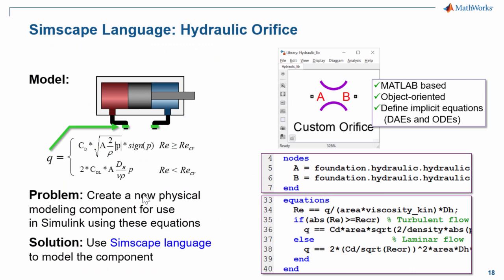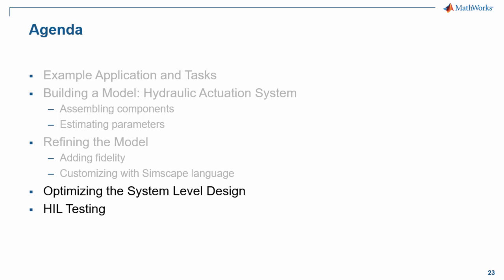In this demonstration, we have seen how we can use Simscape language to define a custom hydraulic component. Now that we have seen many different ways to define and tune the model of the physical system, we'll now take a look at some capabilities for optimizing the system-level design.